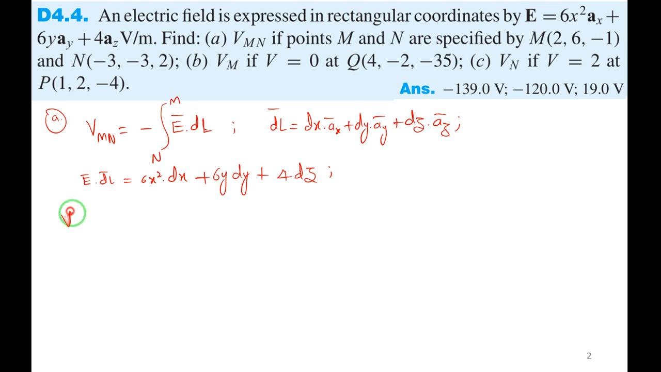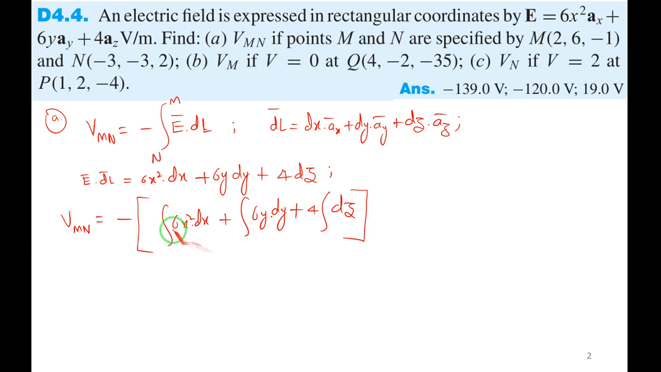Then we'll split up the integration. Vmn is equal to minus, so there are three terms, right? We'll split up the integral among all these terms, right? So open bracket, minus is there, integration of 6x square dx plus integration of 6y dy plus 4 is taken out, integration of dz. Okay, so here it is from N to M. Observe, right? So first write down the coordinates of N. N is minus 3, minus 3, 2. So minus 3, minus 3, 2.